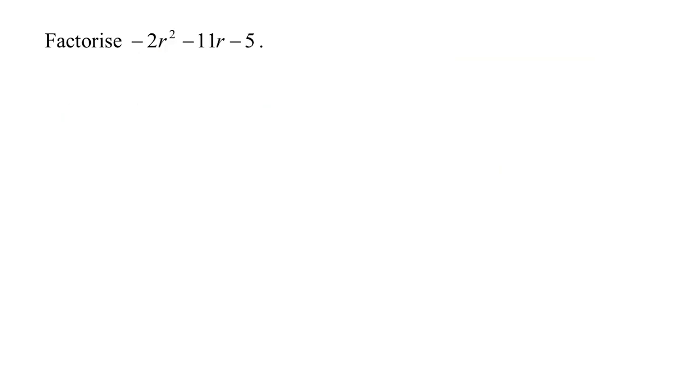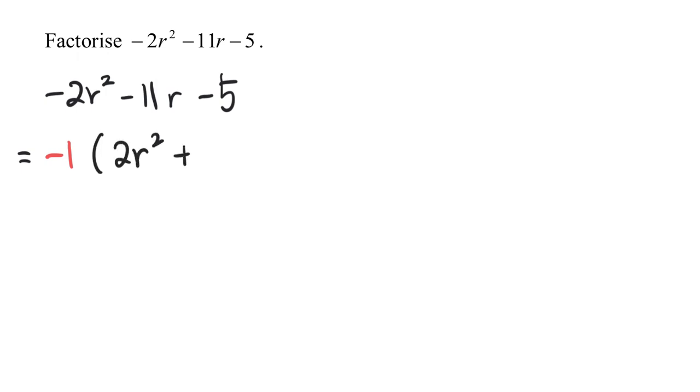Hello everyone, welcome to this video where we are required to factorize negative 2r squared minus 11r minus 5. And for a start, I realized there is a common factor for this. So even before I use the cross method, I must factorize by taking out common factor negative 1. This is the common factor, and that will leave me with 2r squared, positive 11r, and positive 5. And so later on for the final answer, you will see me having the negative 1 in front.